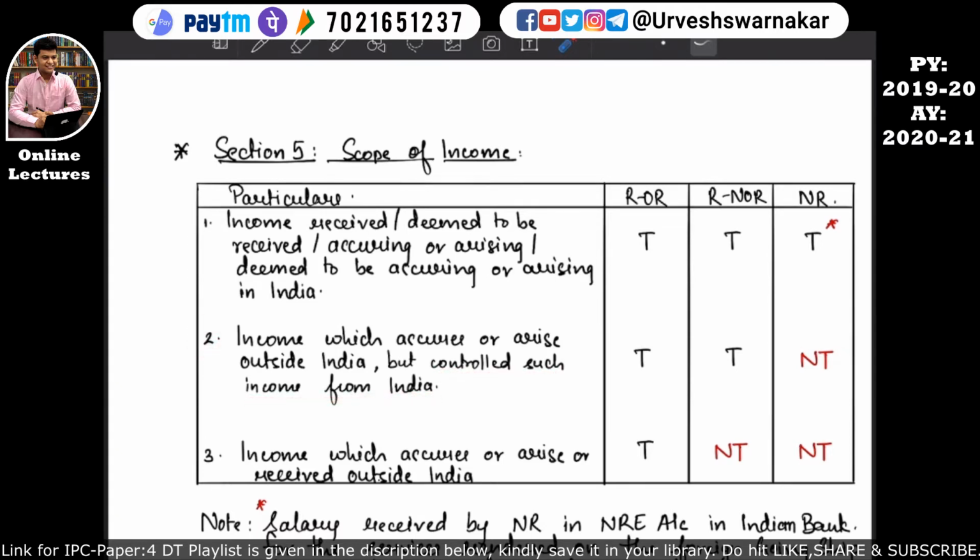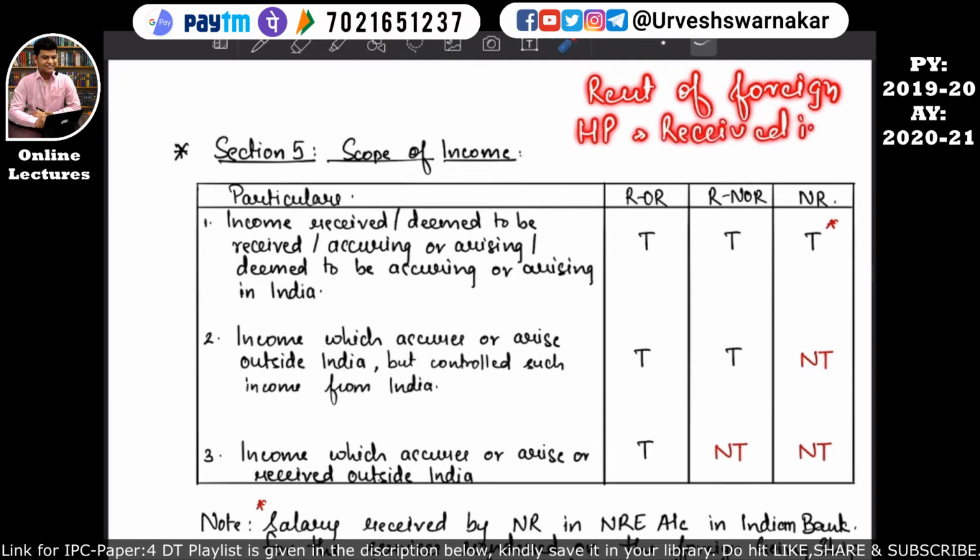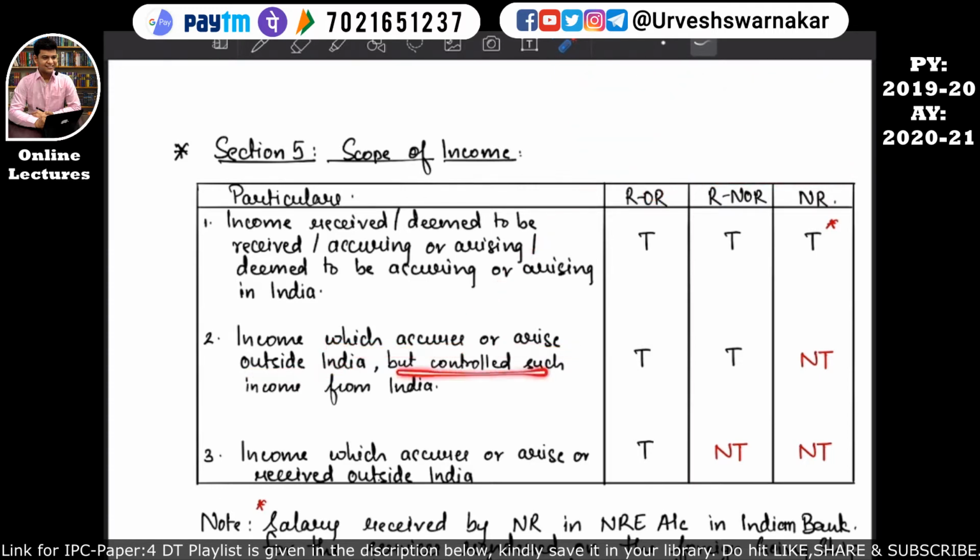So let's read this point number 2 again. Income which accrues or arises outside India. So basically the rent of foreign house property received in a foreign bank account means income which accrues or arises outside India. I hope this is quite clear to you all. But such income was controlled from India. Even if the non-resident is there and even if he is controlling such foreign income from India, it does not mean it is deemed to be accruing or arising in India. I hope this is quite clear.